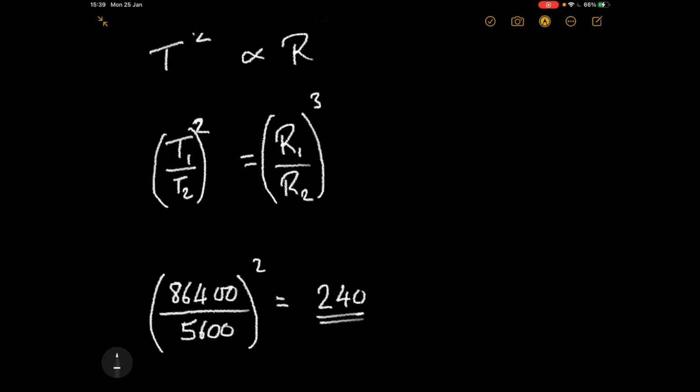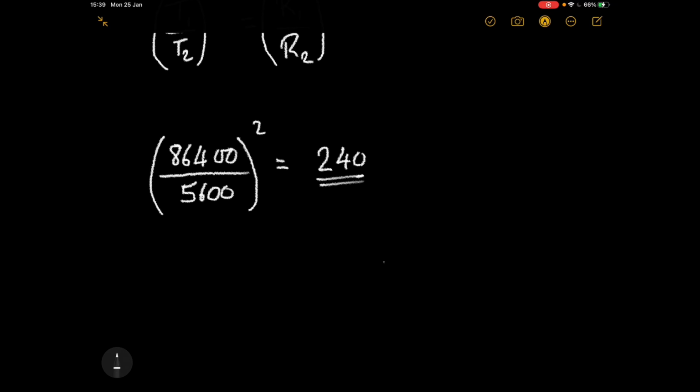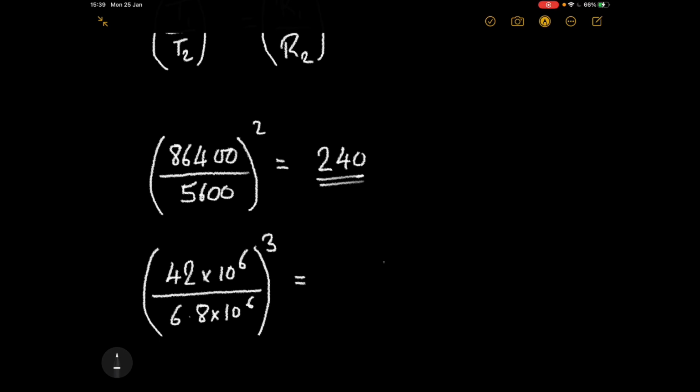240. That's my ratio. If I do the radius of the geostationary satellite, which was 42 times 10 to the 6, and I divide that by the radius of the ISS, which is 6.8 times 10 to the 6, I get 42 e to the 6 over 6.8 e to the 6, it's 6.17, cube it, and I get basically, at 2 sig figs, 240, which isn't surprising because physics works. And there we go. That's gravity.